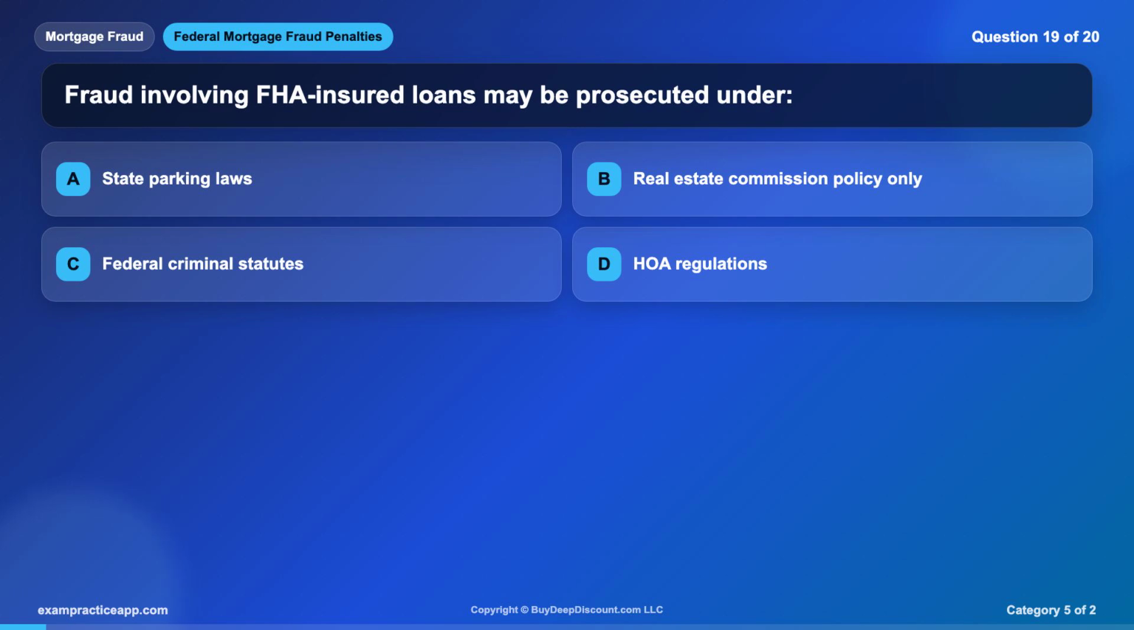Question 19. Fraud involving FHA-insured loans may be prosecuted under option A, state parking laws. Option B, real estate commission policy only. Option C, federal criminal statutes. Option D, HOA regulations. Take a moment to choose your answer. The correct answer is option C, federal criminal statutes. Explanation: FHA loans are federally insured and fraud is subject to federal criminal prosecution.